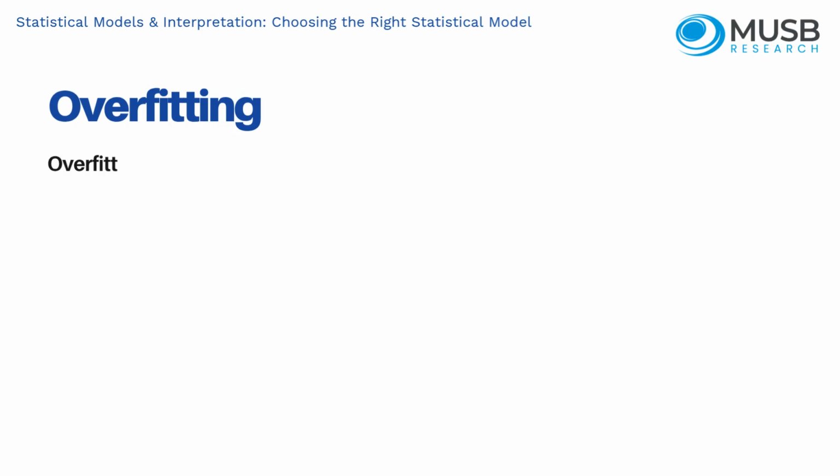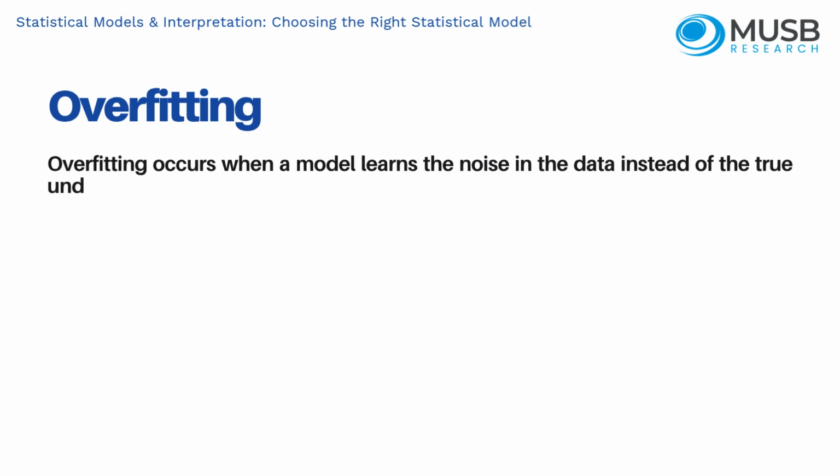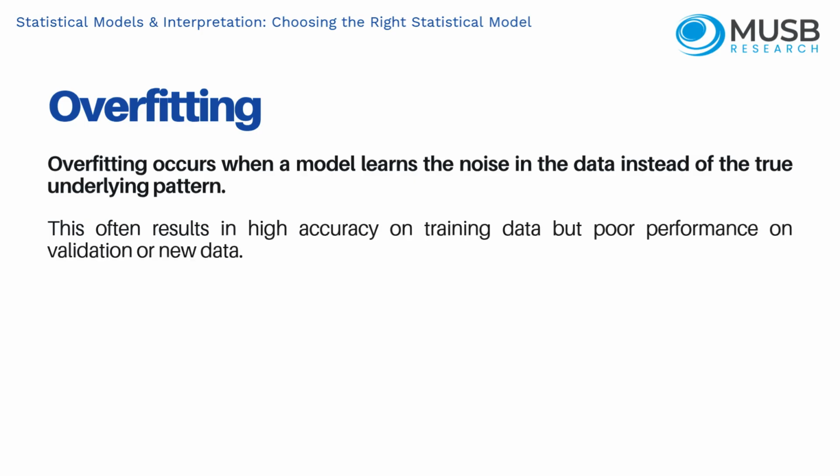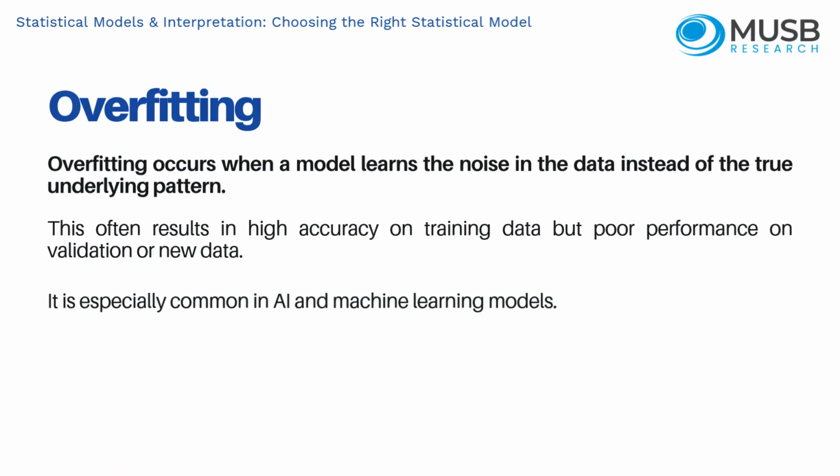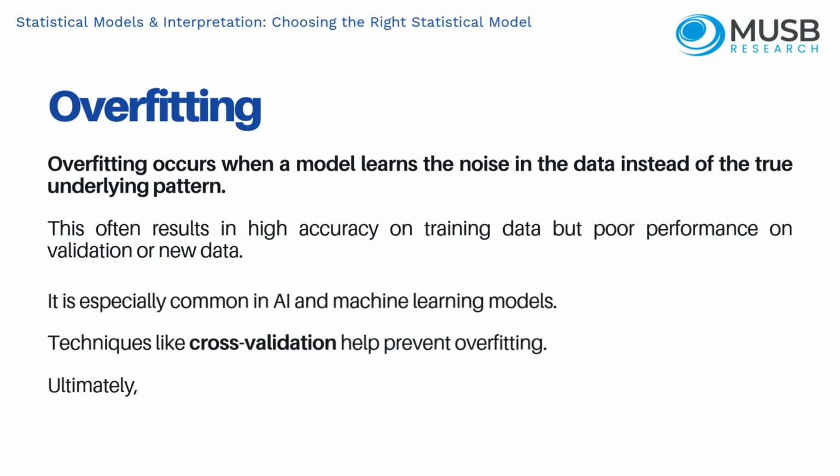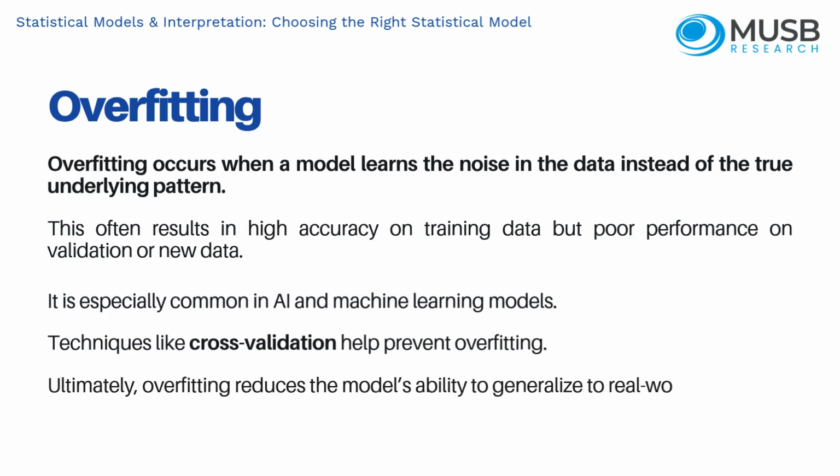Overfitting. Overfitting occurs when a model learns the noise in the data instead of the true underlying pattern. This often results in high accuracy on training data but poor performance on validation or new data. It is especially common in AI and machine learning models. Techniques like cross-validation help prevent overfitting. Ultimately, overfitting reduces the model's ability to generalize to real-world data.